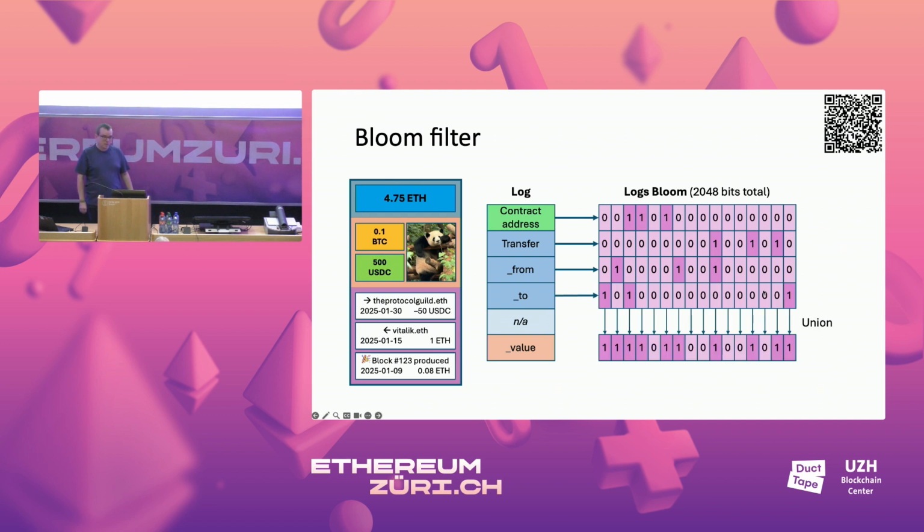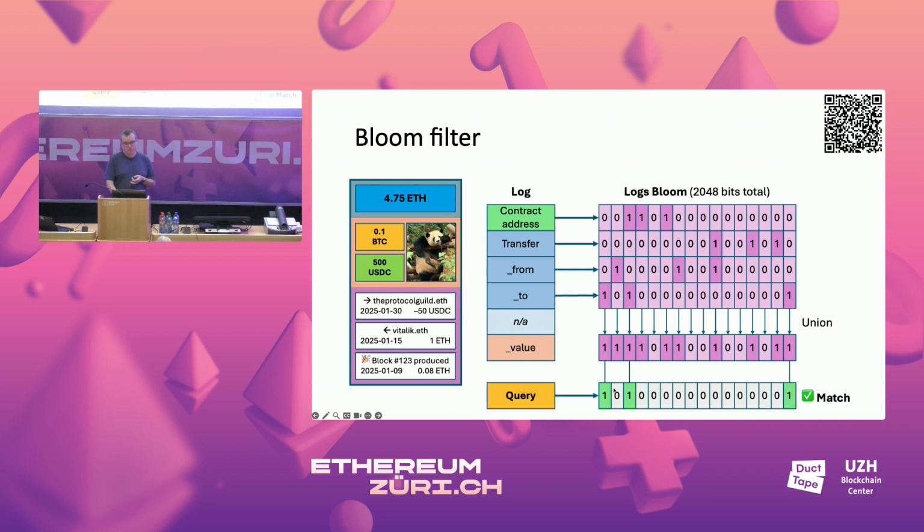How is this useful? Let's look at a query. Let's say we look for our wallet address. We can do the same transformation and find out what 3 bits our address matches to. And then if all of these bits are also set in the logs bloom, then we know that there might be a match in the data. And here, indeed, that's the case. Our wallet is actually here, the recipient of this particular log. So we see the bits match, so there has to be something in that block that might affect us.